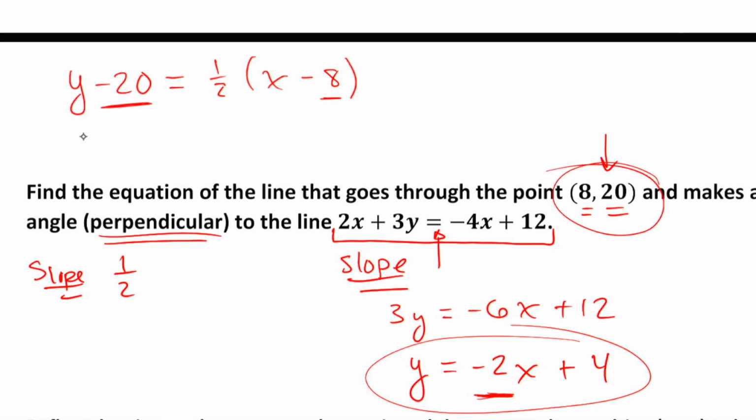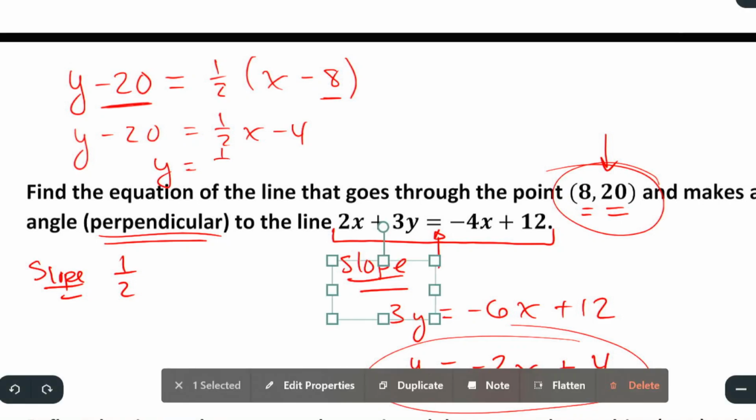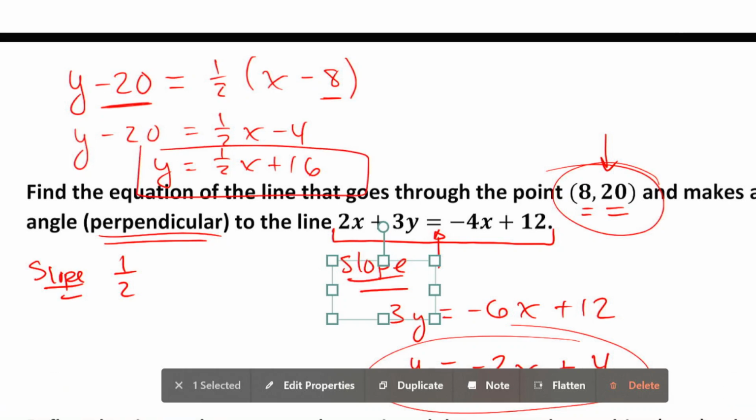If I simplify this, I'll add 20 to both sides. Well, let me distribute first. It's going to be 1/2 of x and then minus 4. And then if I add 20 to both sides, I get y is equal to 1/2 x plus 16. So that's one technique: just use point slope form. Why? Because I know the slope and I know the point.